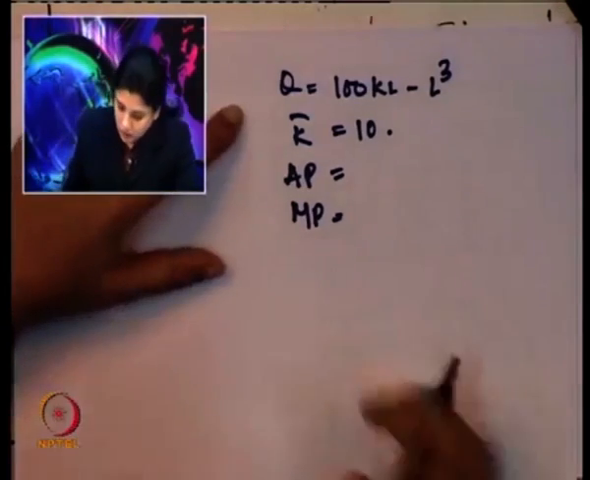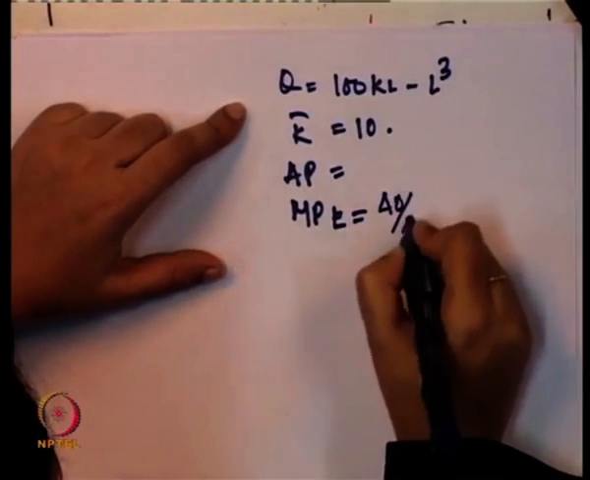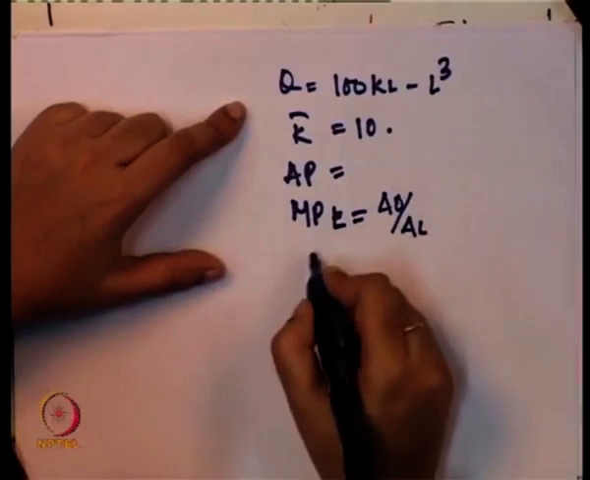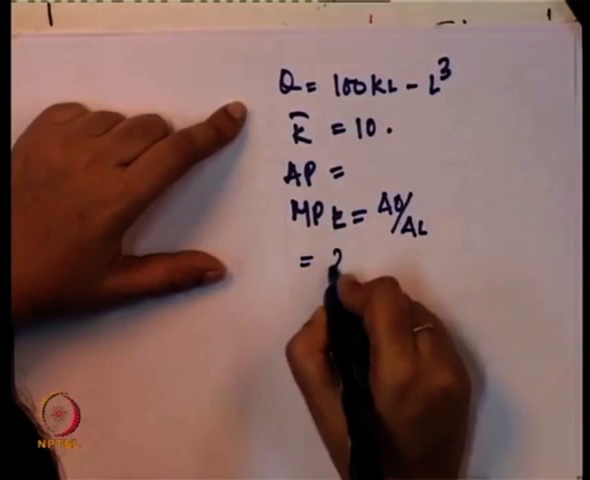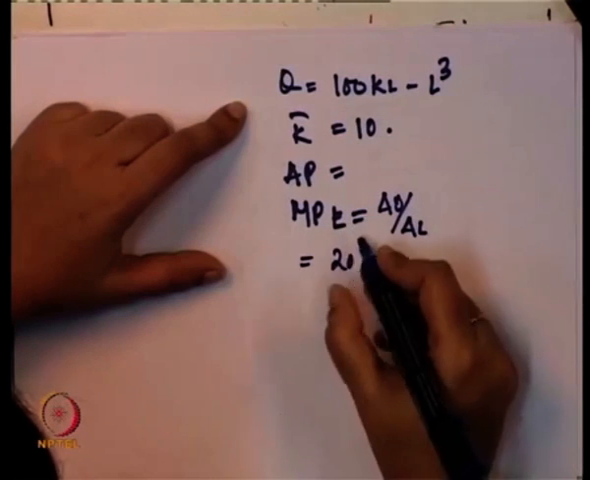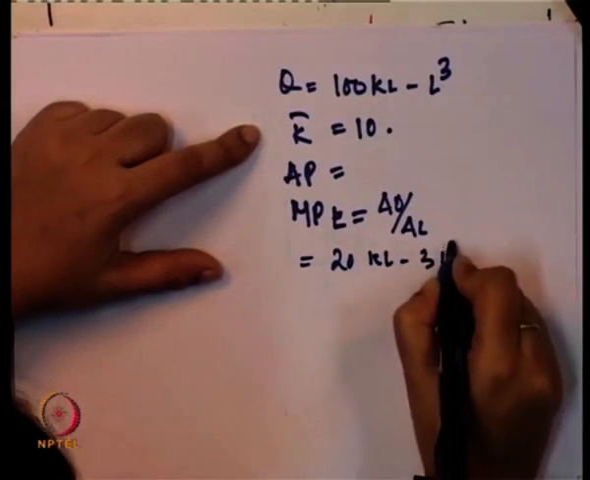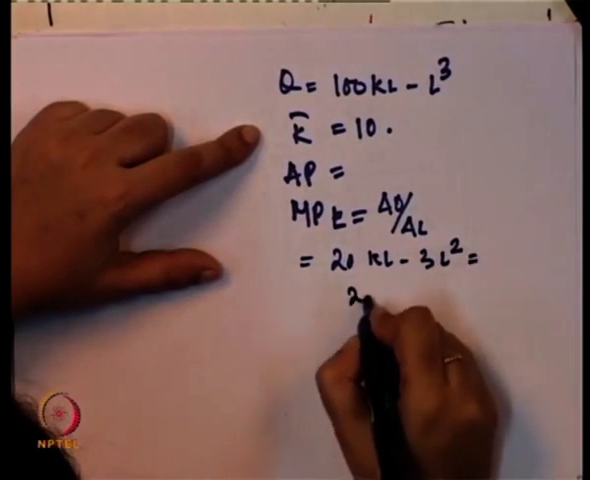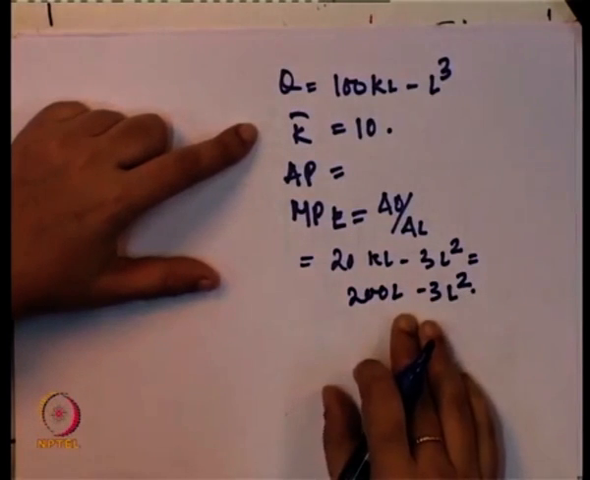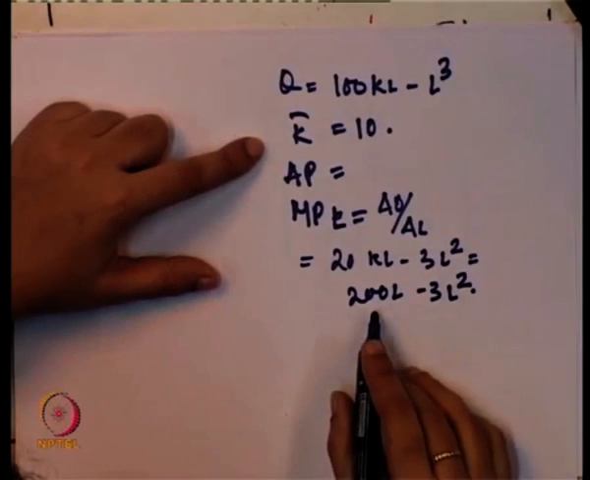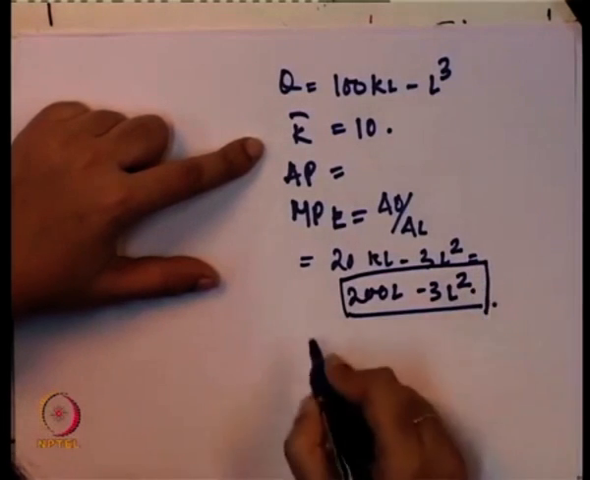So, first we will find out the marginal product of labor. Now, marginal product of labor is del Q by del L. So, that comes to 20 KL minus 3L square. So, that comes to 200 L minus 3L square. So this is the marginal product of labor.